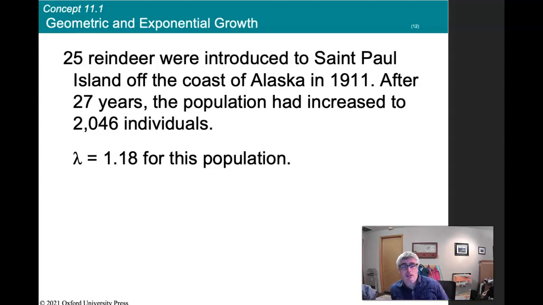And this initial introduction of 25 reindeer in 1911 has now resulted, after 27 years, so that would have been 1938, the population had increased to 2,048 individuals, and now there's still a whole bunch out there. So that's a population growth rate, a lambda of 1.18, which doesn't sound like a lot, but after 27 years, they went from 25 to over 2,000, so that's a huge amount.